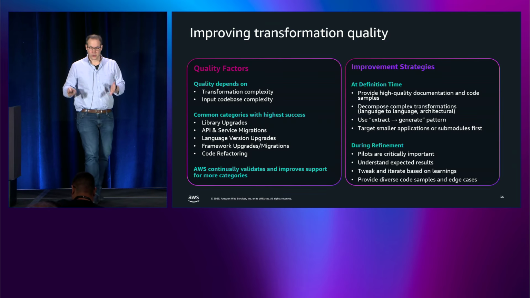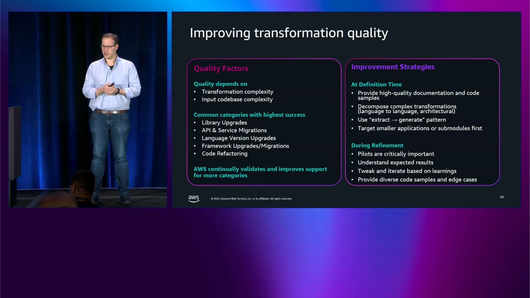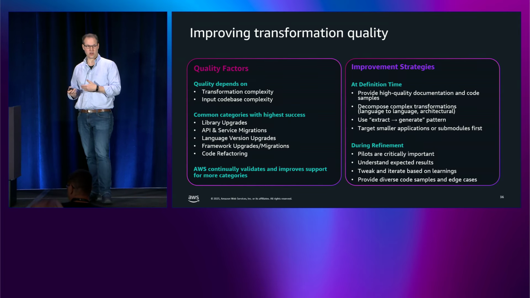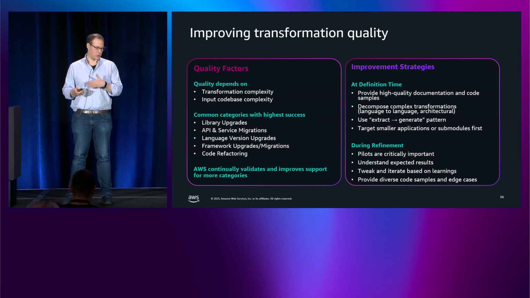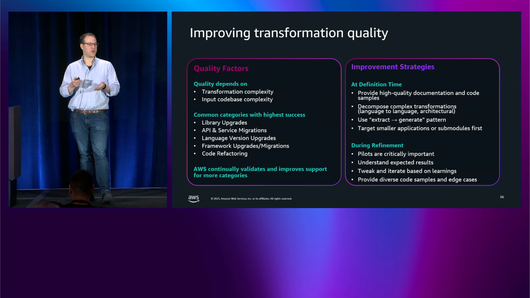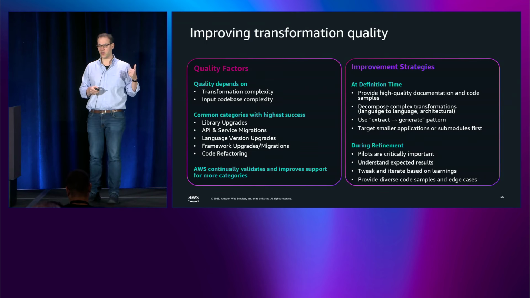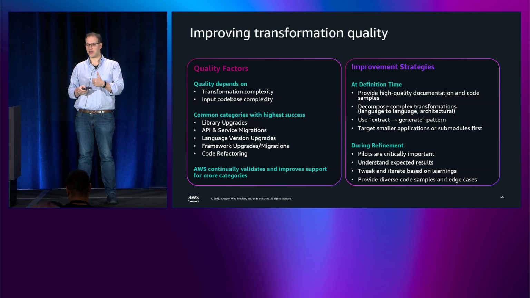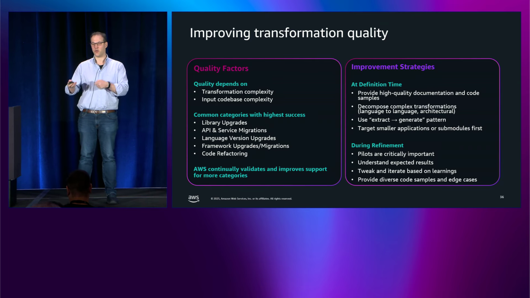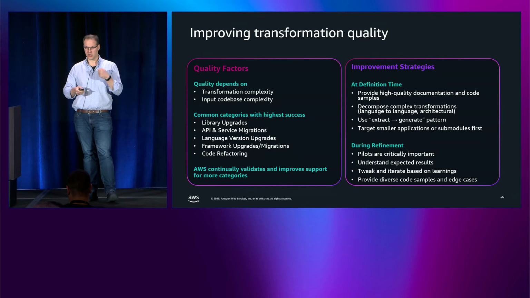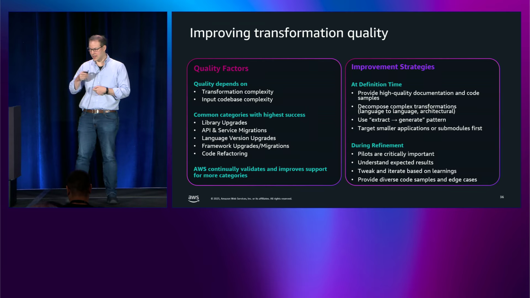So we continue to validate the transformations in our sweet spots. We have a ton of internal evals on internal code bases and open source, and we always make sure that we improve that quality. But you still need to have some improvement strategies. And there are some of these things that you can do at definition time. Providing high-quality documentation and code samples. Running pilots, super important. After the pilot, you'll usually have a lot of before and after examples of things that you want, so the agent can really learn a ton about those things. You also test it, continue learning in order to make it work better.